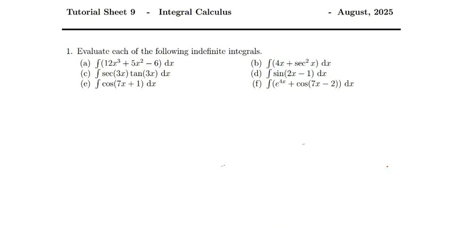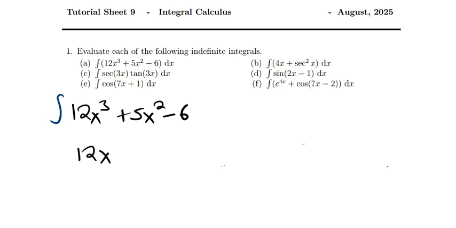So we'll start with the basic one, that we have 12x to the power 3 plus 5x squared and then minus a 6. The question is, can we evaluate each of the following indefinite integrals? Okay, so very basic, right? So what do we need to do? We need to add the 1 to the powers. That's the first step. So that will be 12x to the power 3 plus 1, plus 5x to the power 2 plus 1, minus the constant 6.